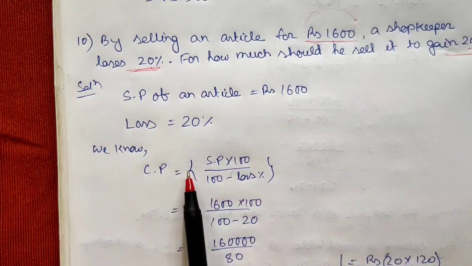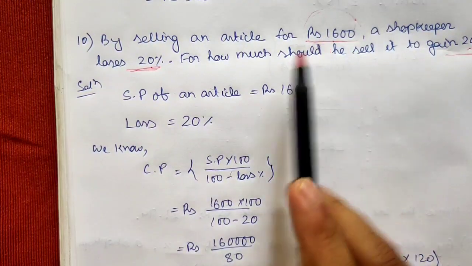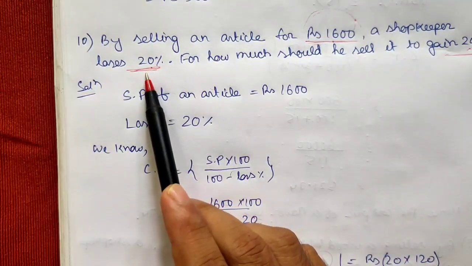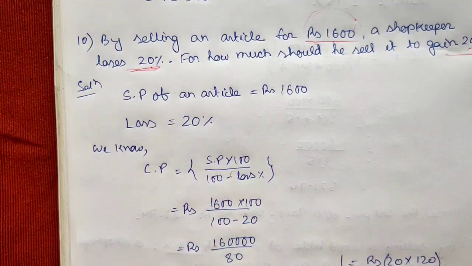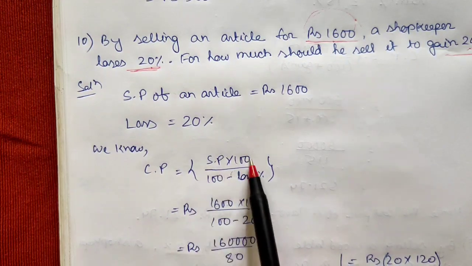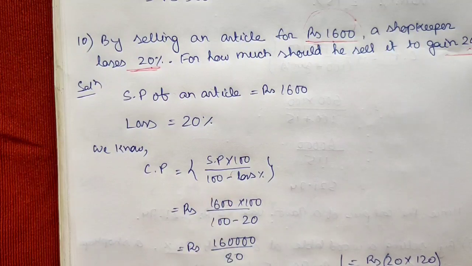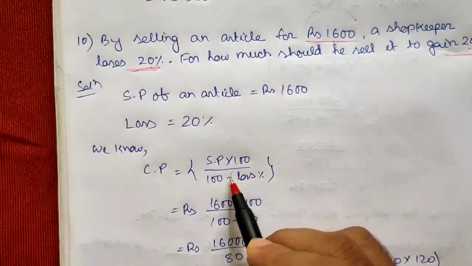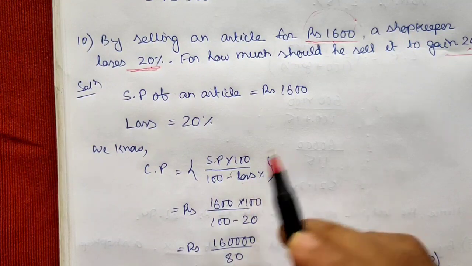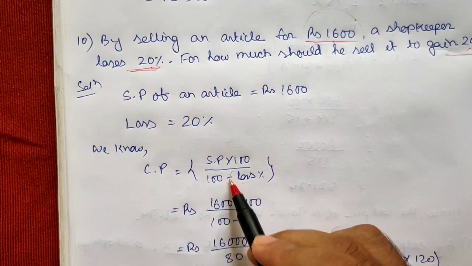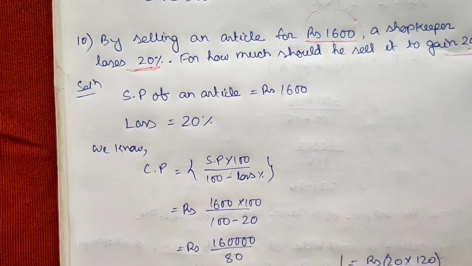We want to know CP. Selling price is given, isn't it, and loss is also given. So we can easily find out CP. So CP is what? SP into 100 divided by 100 minus loss percent. SP was CP into 100 divided by 100 plus gain percent. So this is a different type. Here it is loss, and in SP it was gain. Here it is minus, and in SP it was plus.